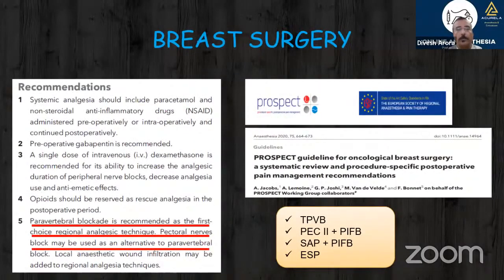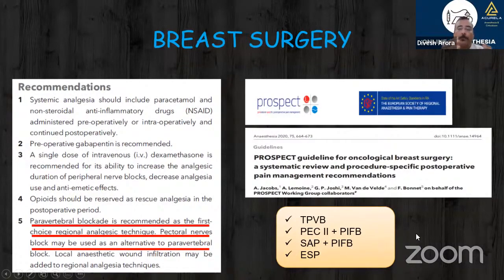What about breast surgeries? We do a lot of breast surgeries, and the PROSPECT group came out with guidelines in 2020, where they stated paravertebral as the first option. Second option, they stated pectoral nerves. But you have to remember that PECS 2 and serratus anterior will not cover the medial half of the breast. So these are my recommendations. Please use PIFP whenever you're using PECS 2 or SAP. And my personal favorite is ESP.